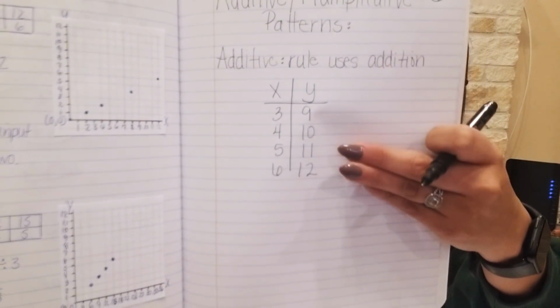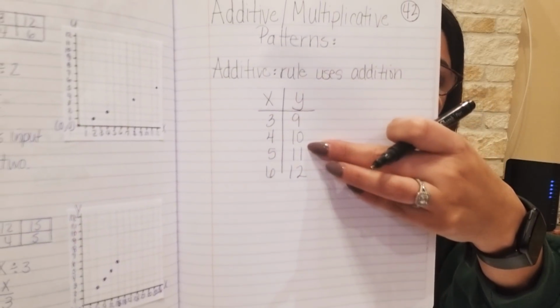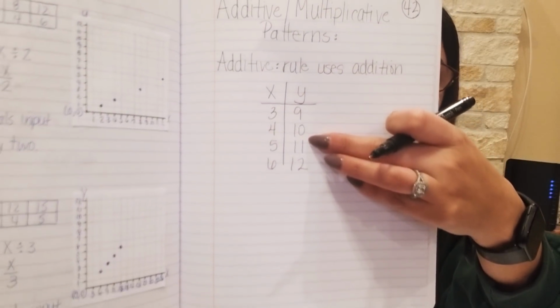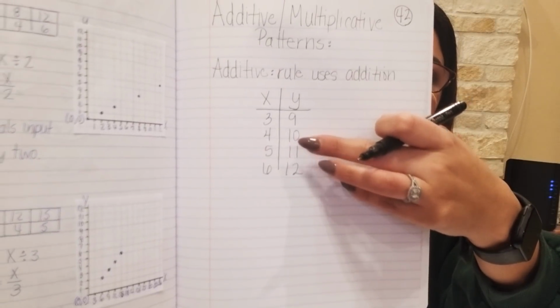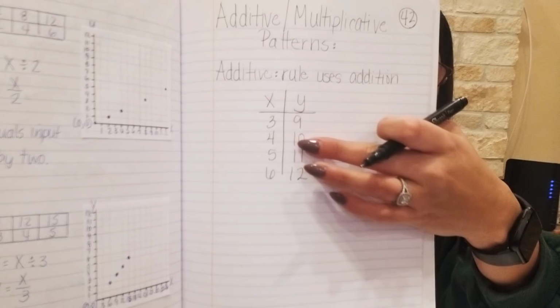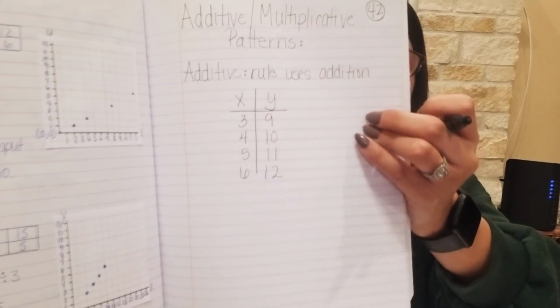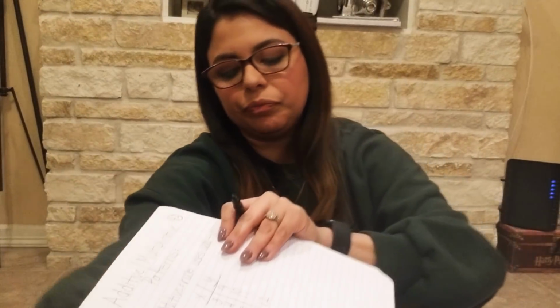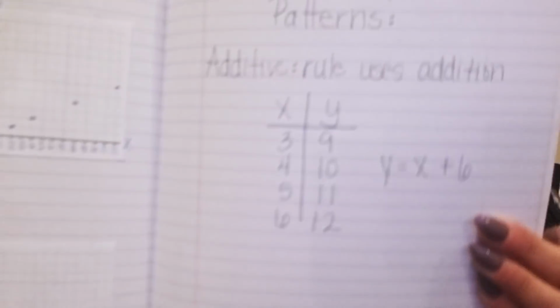Add 6. So if you're getting stuck on these, you can always do the inverse operation. So for example, if I can't figure out what the rule is, instead of trying to figure out what the missing number is, I could do 10 minus 4, so I know that 4 plus 6 equals 10. So then what is the rule? I'm going to write the rule over here. Y equals x plus 6. So that rule is going to work for all of them.